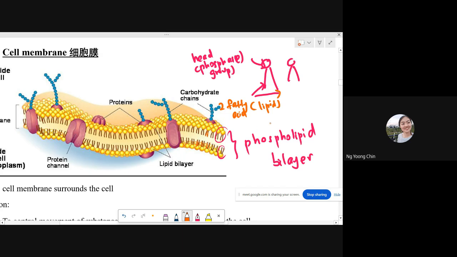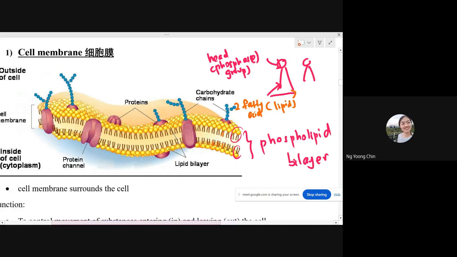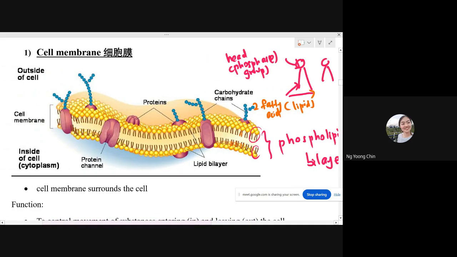And also they are comprised of two layers, right? Every membrane has two layers. One layer is facing the inside of the cell, facing the cytoplasm. So here is the cytoplasm. And the other side of the phosphate barrier is facing the outside of the cell, facing the extracellular environment.